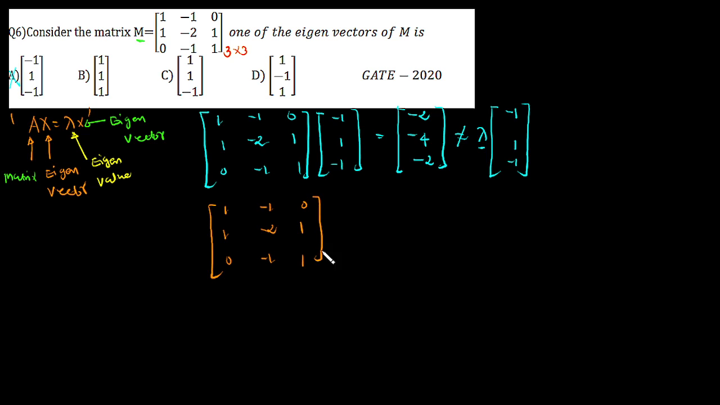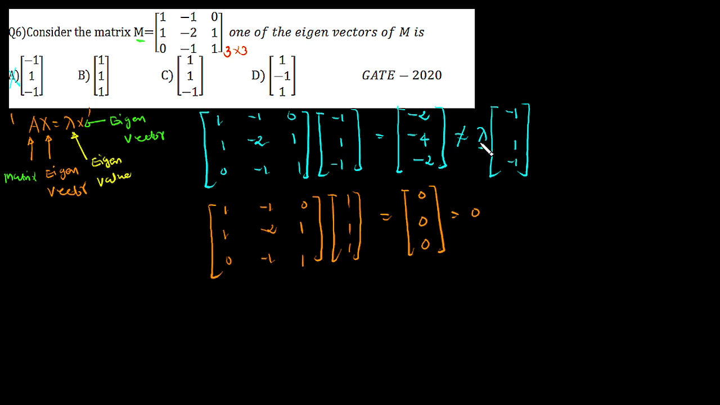Now multiply this matrix with the vector given in option B, 1 1 1. Again, let's find the multiplication. Here the first entry will be 0, the second entry will be 0, and in the same way the third entry is also 0. Now you can easily find a scalar to represent this 0 0 0 vector as lambda times the initial one.